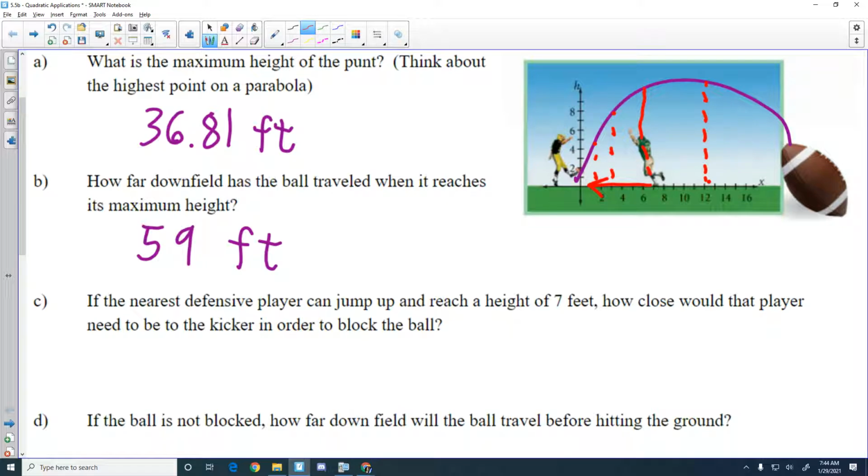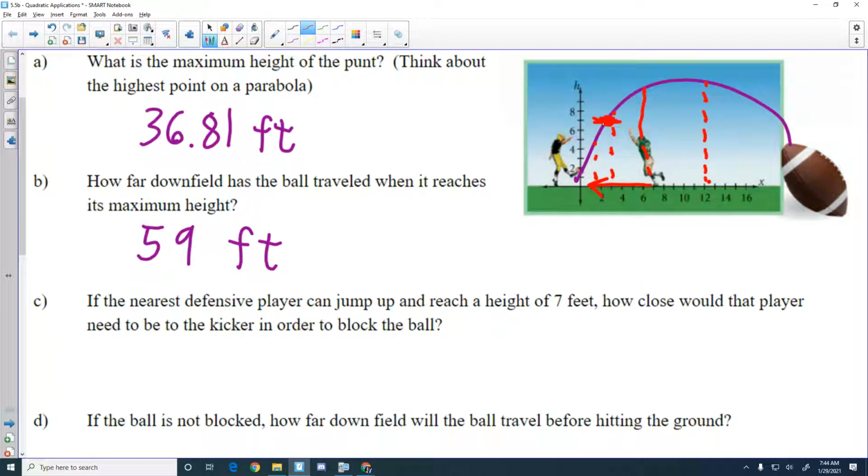He could just go like this and he'd block it. Put his hand right down at the ground. But he's running up to them, and we want to know, okay, what's that distance where he would have to be, if he can reach 7 feet high. So it's basically asking, okay, if this is 7 feet, if that's the height, and the ball is at 7 feet in the air, how close is this?